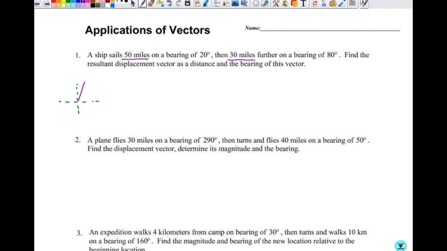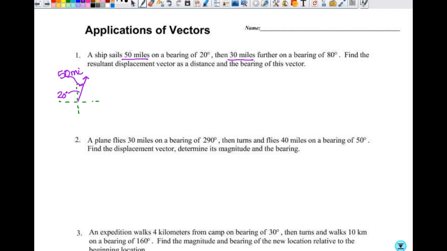So you can go ahead and draw what I have drawn here. Actually, I might make it a little bit longer because that's about 20. That's good enough, I guess. So that means this angle here is 20 degrees. Here's my arrow. The magnitude of this vector is 50 miles.